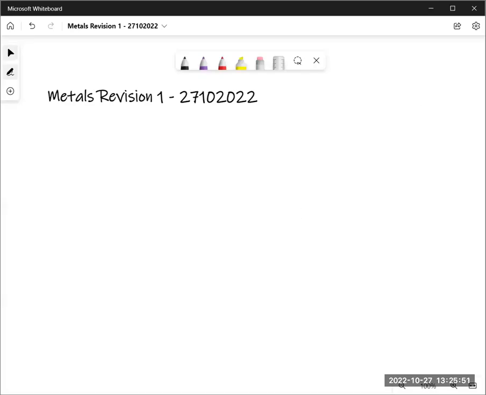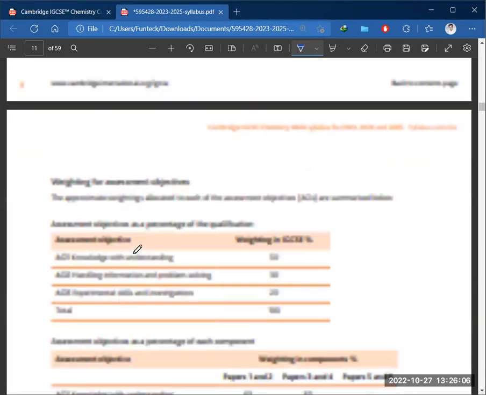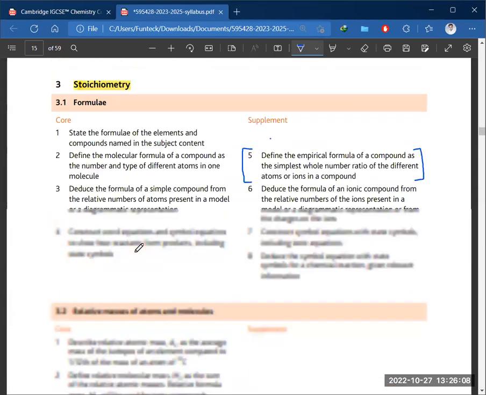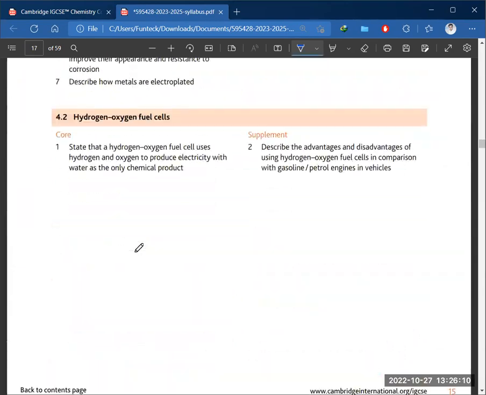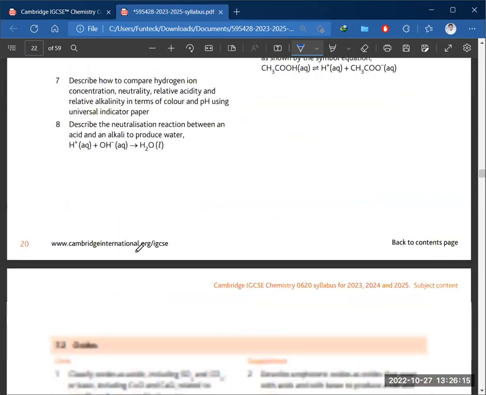We're studying our GCSE chemistry and we're starting metals 1. Now this chapter is all about, let's look at the syllabus right here. The syllabus on metals is all about what are metals, how they react, what are the properties of metals, and all of that. How do we get metals? We'll look at that.